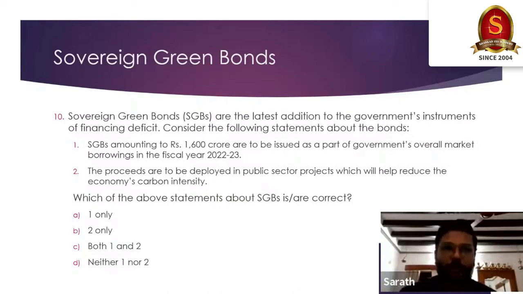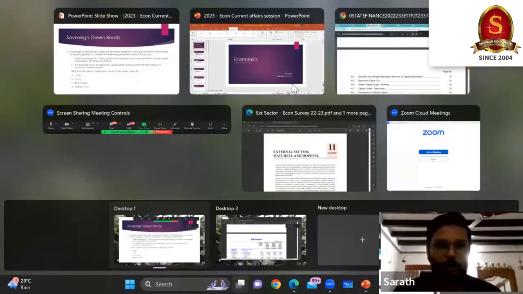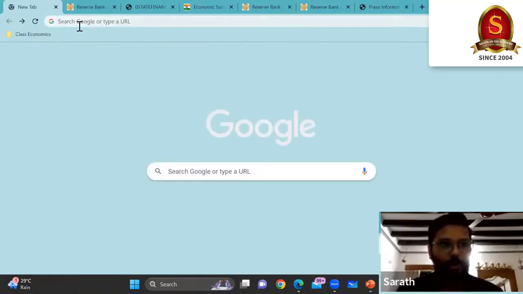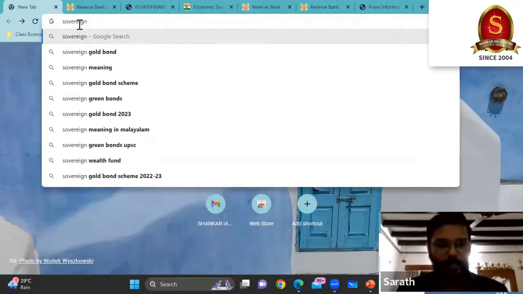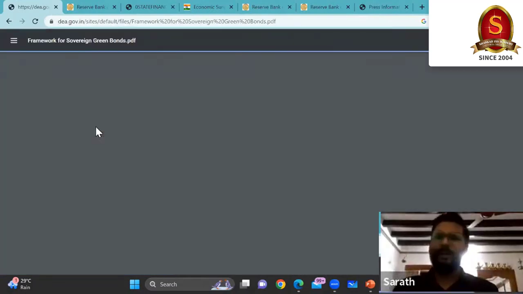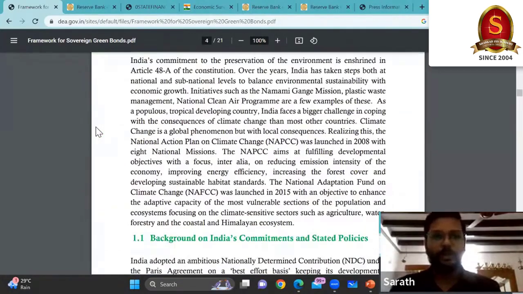So sovereign green bonds: the intention of the government is to borrow money to be used for public sector projects which are green initiatives. And this happened very recently; only in January 2023 they actually issued it, although it was announced in the last budget. So it is very recent current affairs as well. Please read up a little bit. There is a framework on sovereign green bonds as well. Look at it, the Department of Economic Affairs document itself. I'm not expecting you to go through these 21 pages. It's not much, but just the introduction or something like that you can read to get an idea.